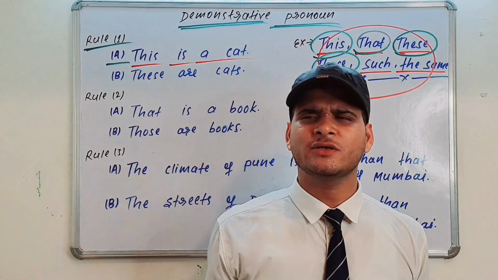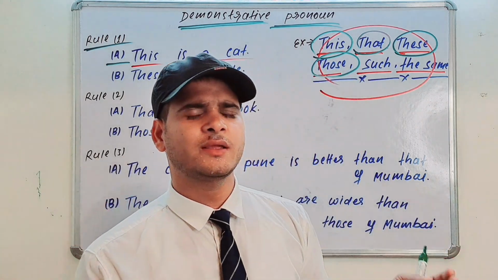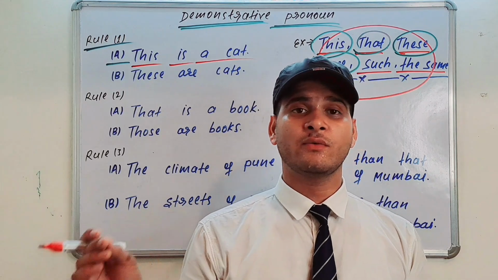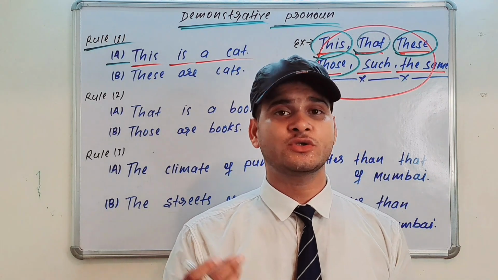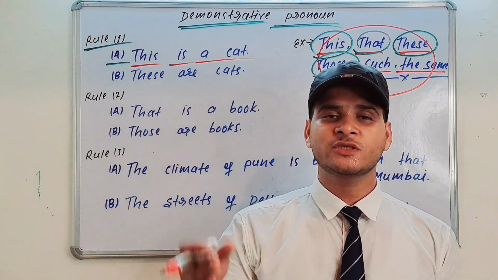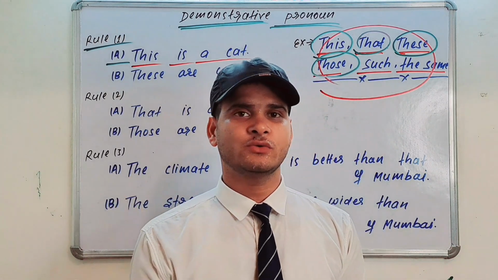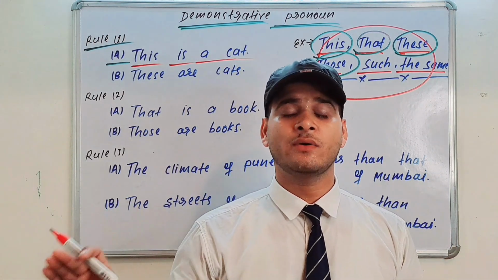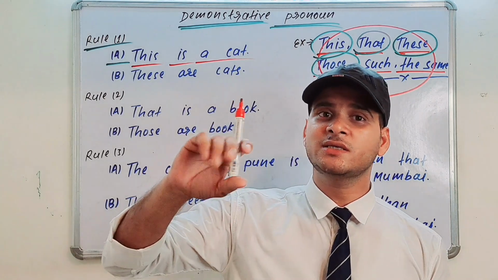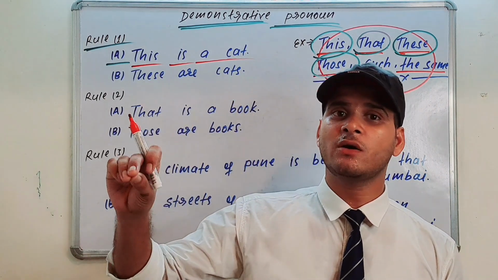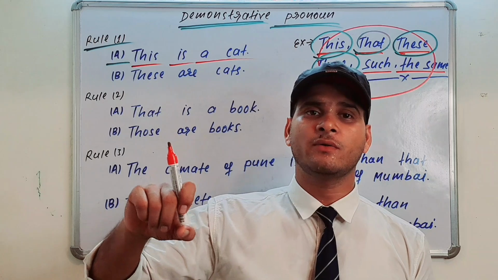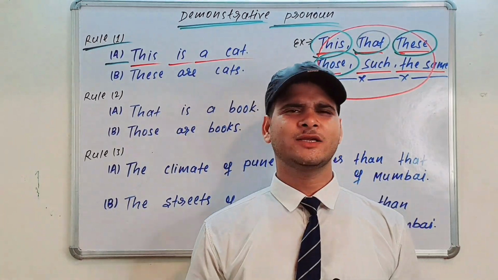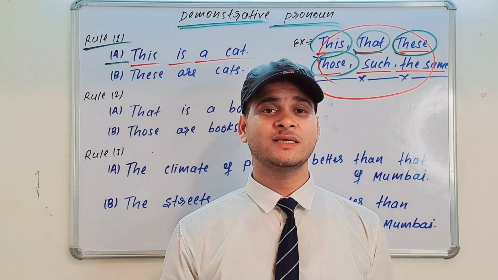Don't forget, my dear students, I am talking about very important topics. How and where is this used, the demonstrative pronoun? The demonstrative pronoun this is used to point out the nearest singular noun in a sentence. Nearest singular noun: this is used to point out the nearest person, animal, or thing. And I'm telling you how and where this is used.